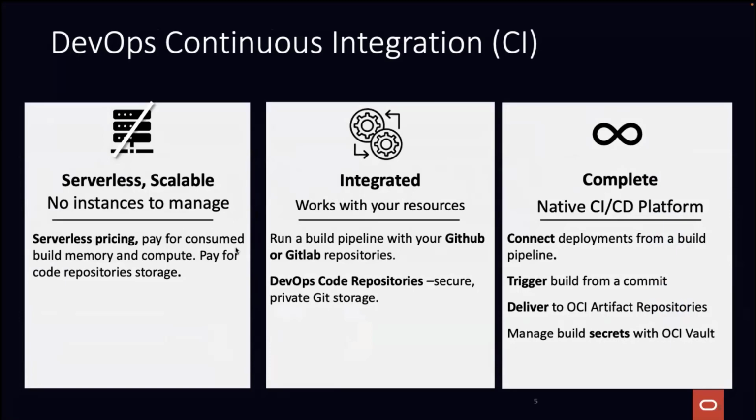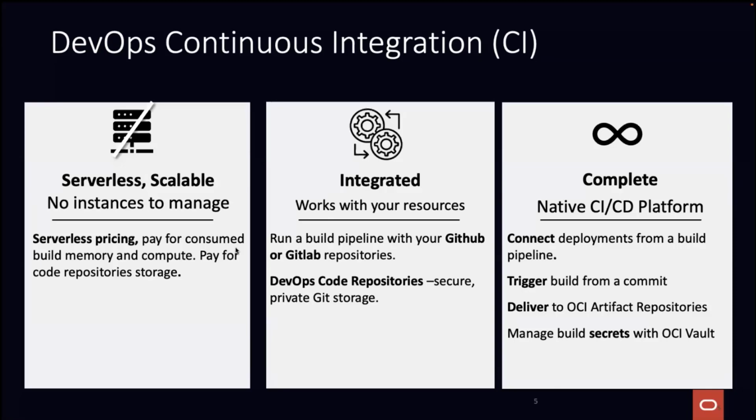When you integrate with your own resources, you can run your build pipeline with your own GitHub or GitLab repositories, and Bitbucket is also supported. Or you can use DevOps, their own code repository. It is secure and private Git storage.